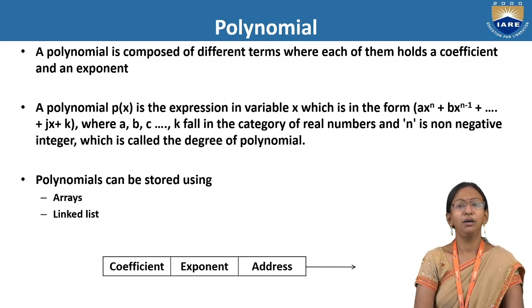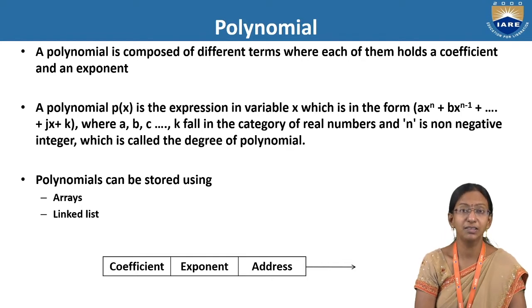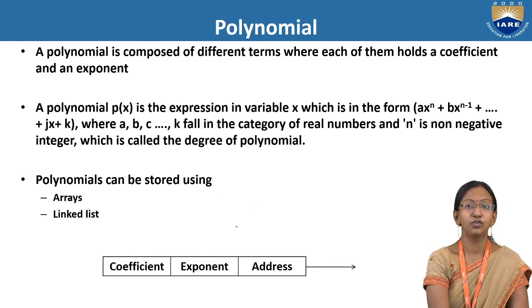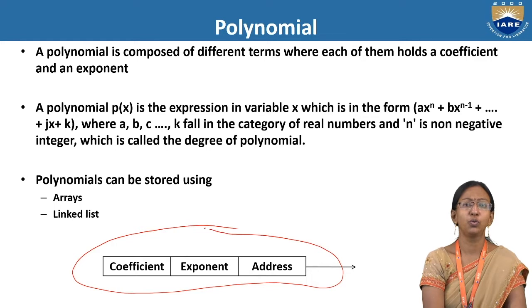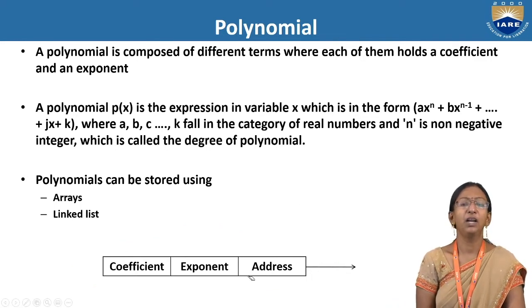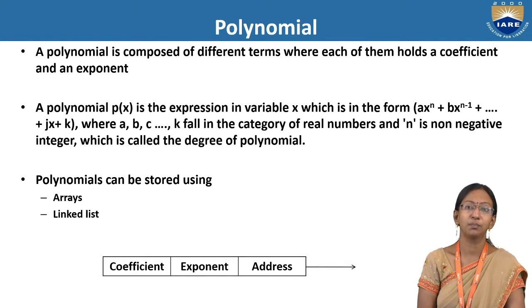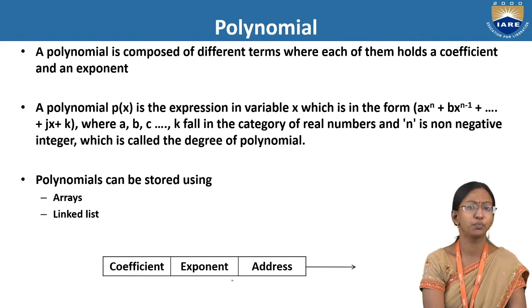So how to represent a polynomial in a computer? Using a single linked list, we can easily do that. Have a look at the structure of the single linked list which can be used to store a single term in a polynomial. It will have three parts: coefficient part, exponent part, and the third one, the address part. I hope you know what coefficient and exponent are.